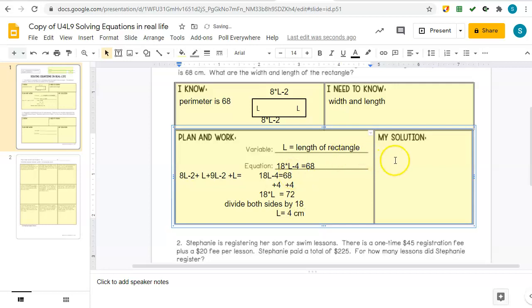Alright. Once we know L, so we know the length, we can go back and say, oh, well, we need 8 times 4 minus 2. So the width is 8 times 4 minus 2, which is 30 centimeters. Alright? So we were able to first calculate our length and then calculate our width. The hardest part for this one was setting up our equation and figuring out our relationship for the perimeter.